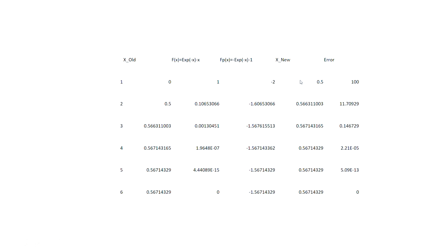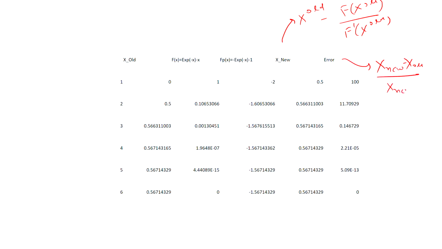x new as 0.5, and that will make error which is calculated as x new minus x old upon x new into 100. So x new is calculated as x old minus f of x old upon f prime x old, while the error is calculated as x new minus x old upon x new times 100, or you can take mod of it. So in the first iteration I get this.